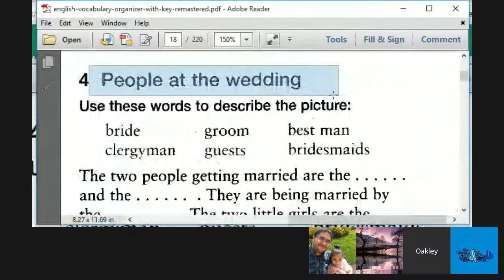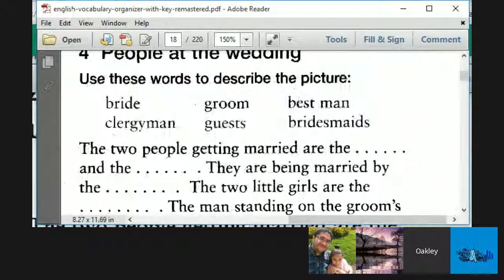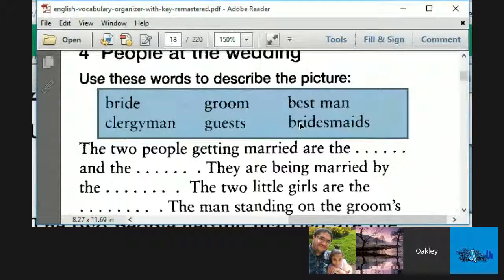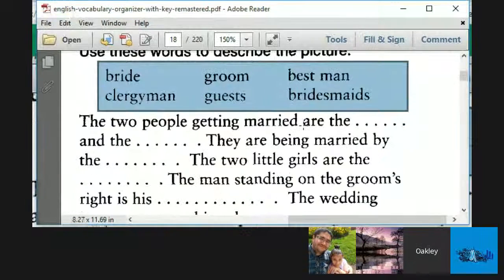People at the wedding. Now we're going to get to the actual wedding. All right, the basic nouns that describe the people in the wedding.